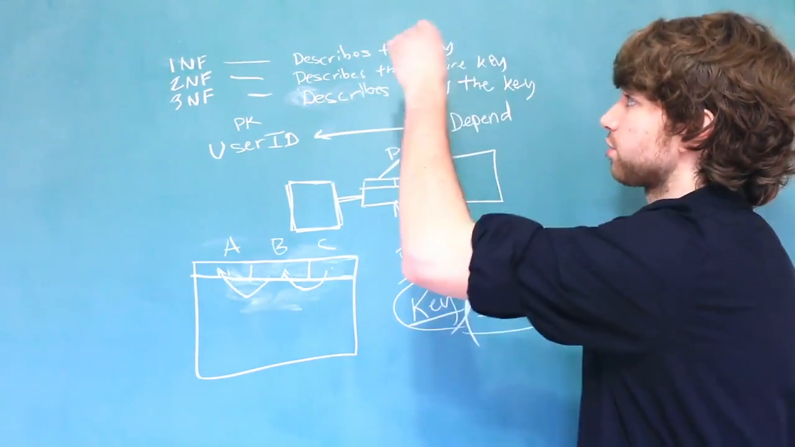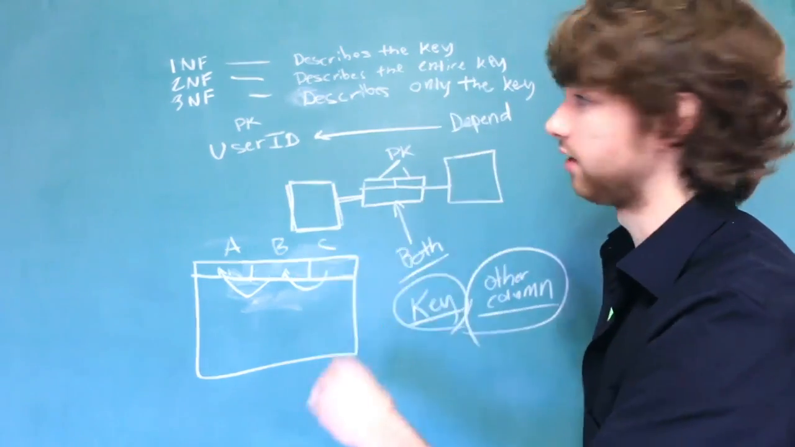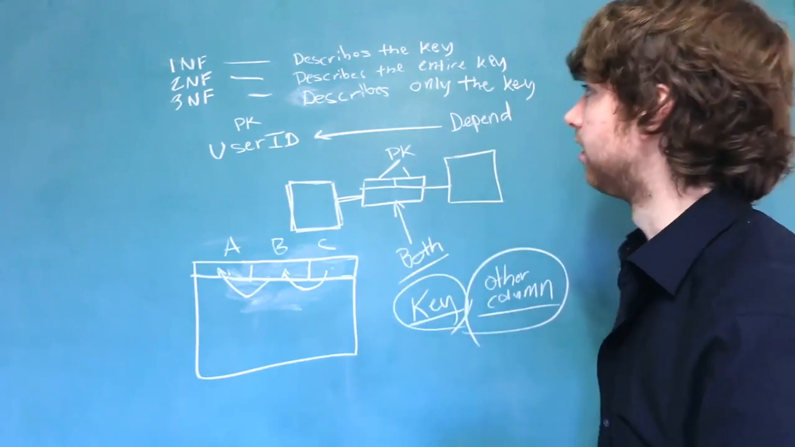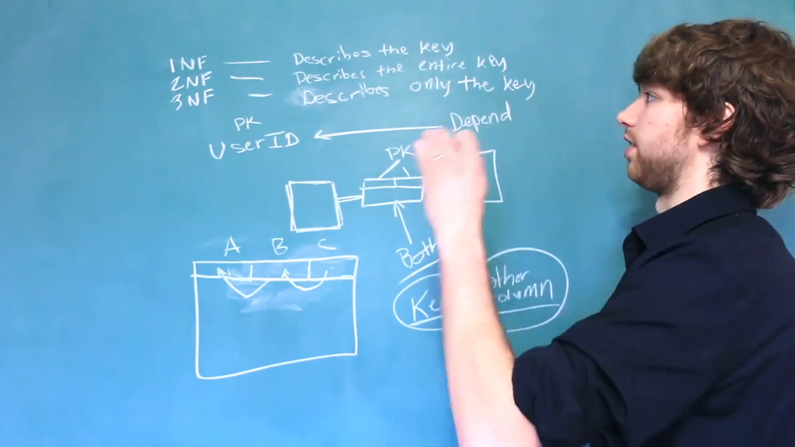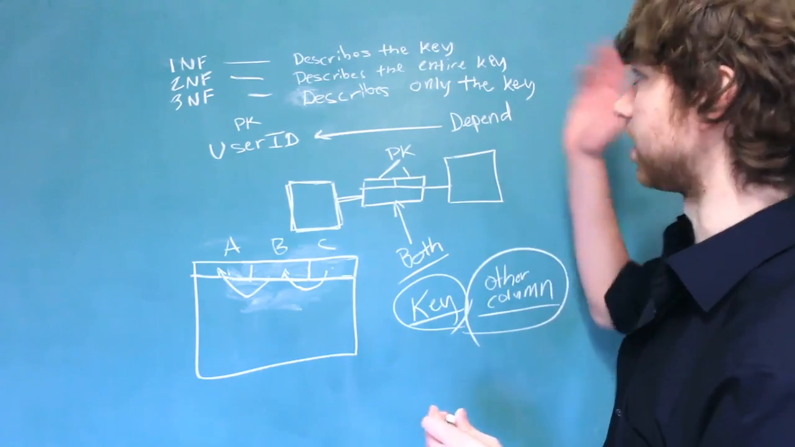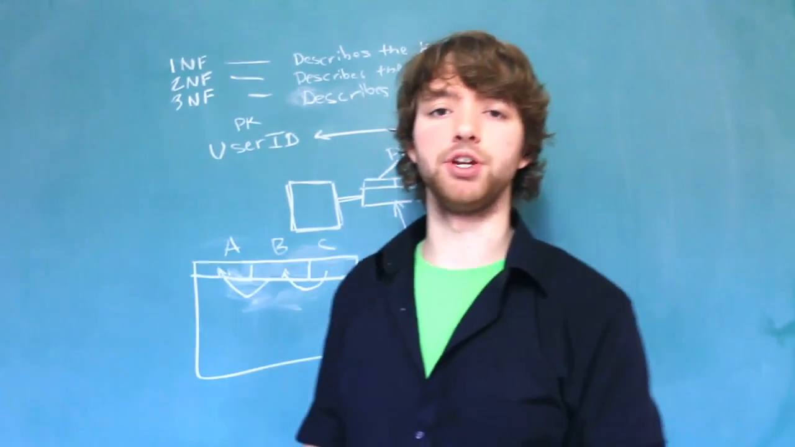So to summarize, first normal form, every column has to describe the key, singularly. Second normal form, every column describes the entire key, and third normal form, everything describes only the key. Or some people say nothing but the key. So they'll say the key, the whole key, and nothing but the key. So that's a pretty good summary of all the three normal forms.